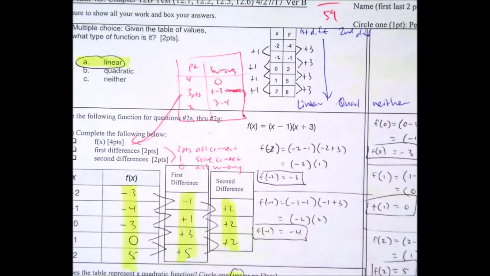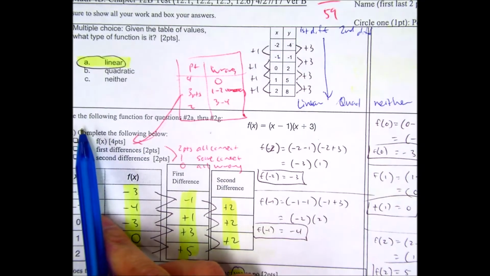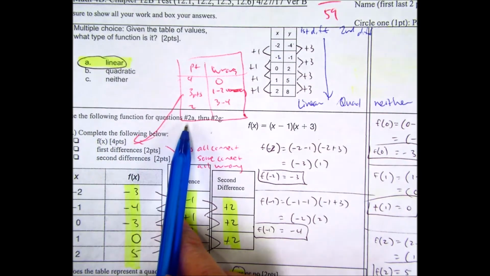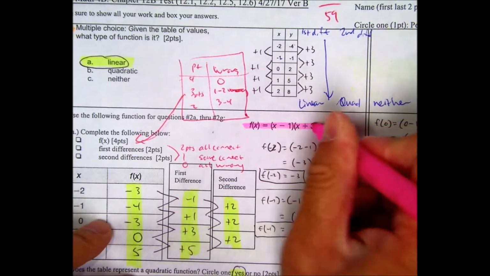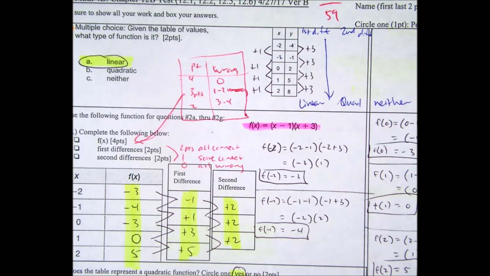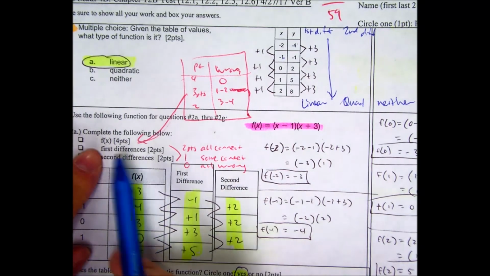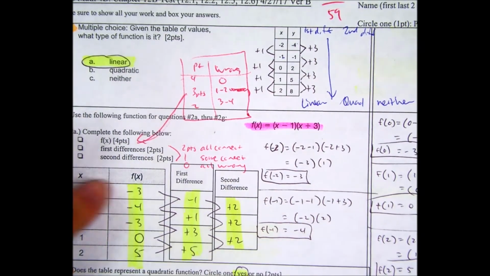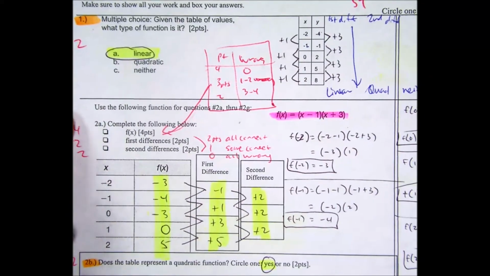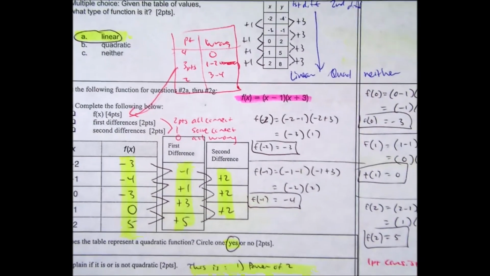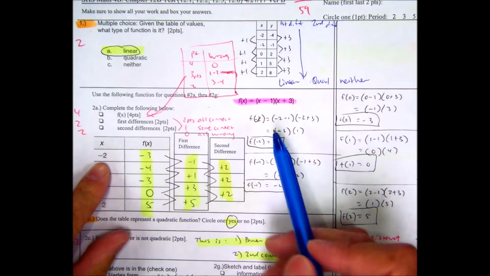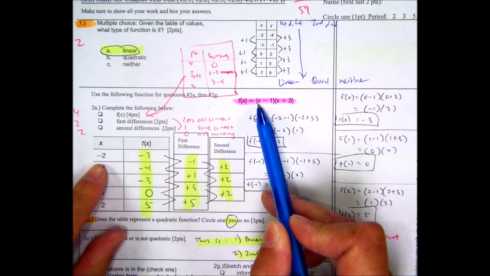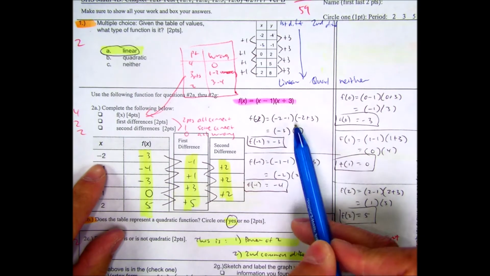Question number 2. Use the following function for questions 2a through 2g. So basically you are using this function here, and it tells you first to complete the following f of x. Right here is f of x, and essentially you're just putting values in. You're doing like 5 mini problems. So you put in -2: -2 minus 1, and -2 plus 3.